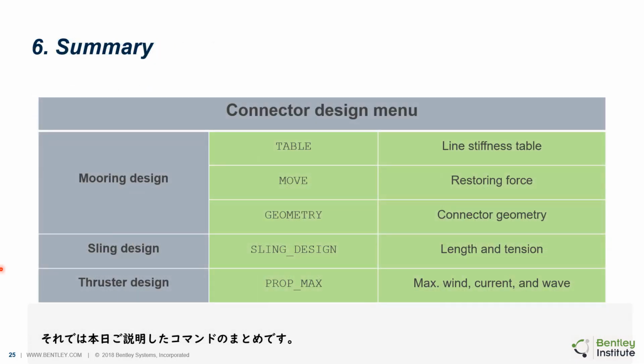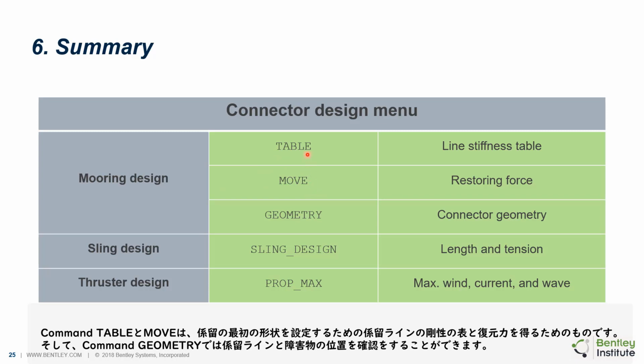Let's recap the commands we have looked at today. First of all, there were 3 commands for the mooring design. Here, the commands table and move are to get the mooring line stiffness table and restoring force in the system, and to set the initial configuration of the mooring. And with the command geometry, we can get the global coordinates of the mooring line for the interference check.